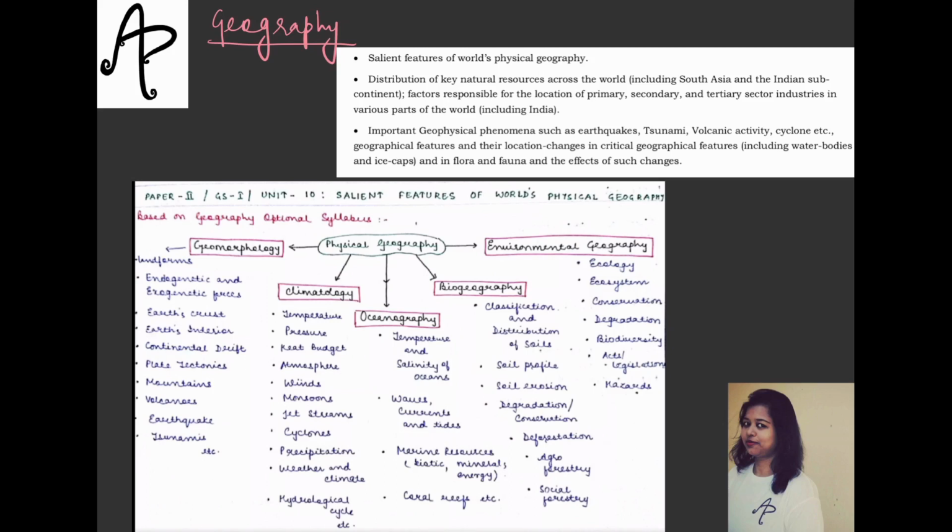Now let's see the subparts for climatology. So it says temperature, pressure, heat budget, atmosphere, winds, monsoons, jet streams, cyclones, precipitation, weather and climate, hydrological cycle, or you call it water cycle, etc. Now again, that's going to be a huge list. I hope you will understand that this cannot be a small list. But still, because we are now just trying to understand the broader breakup or the broader aspects that we can cover in this, these are the things that we are just looking for. And all of this is also given in your NCERT.